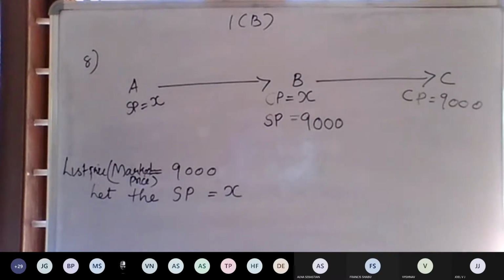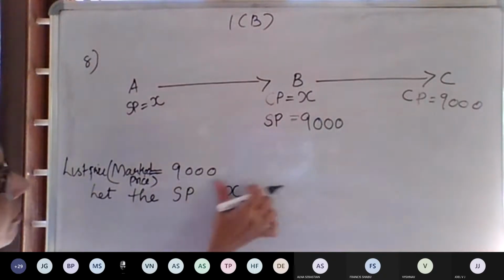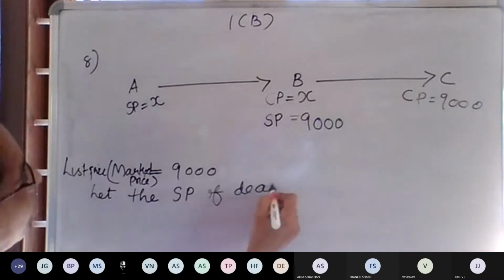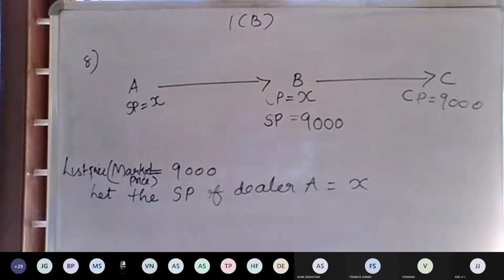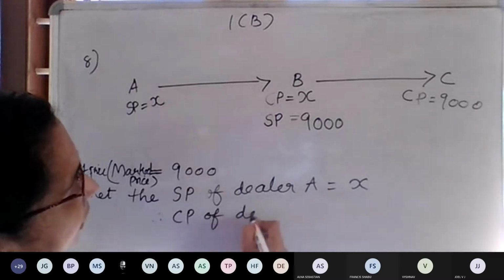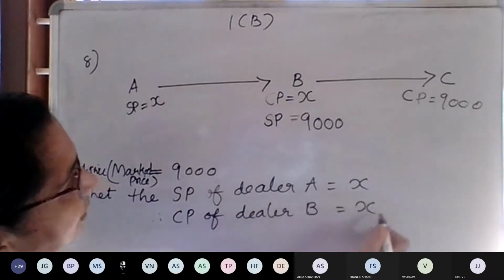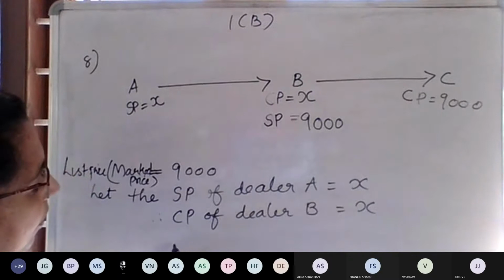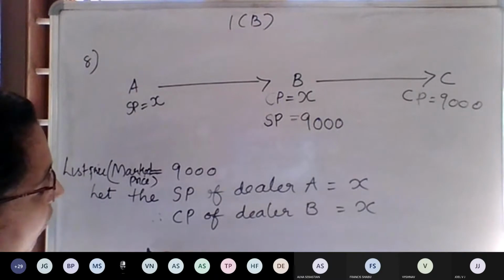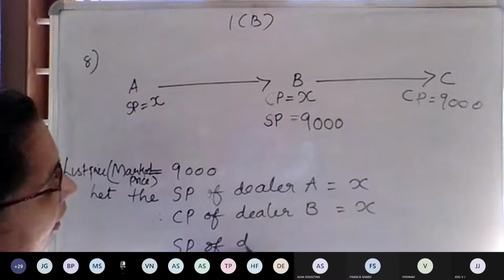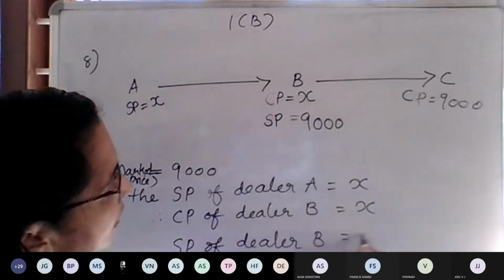Let SP be equal to X. Better to say, let the SP of dealer A be equal to X. Therefore, CP of dealer B is equal to X. Also given, SP of dealer B is what? 9,000.